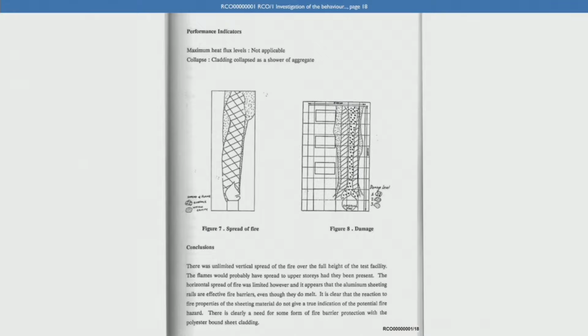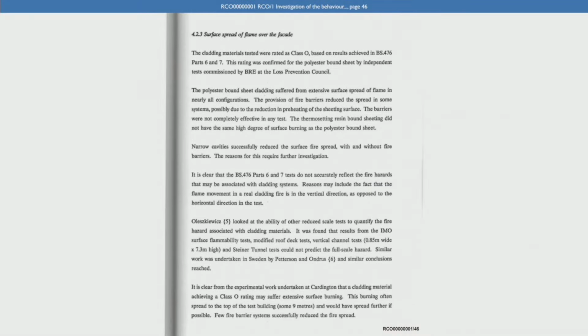At page 46, if we go to that, please, in the fourth paragraph down in the report, it says, "It is clear that BS 476 parts 6 and 7 do not accurately reflect the fire hazards that may be associated with cladding systems. Reasons may include the fact that the flame movement in a real cladding fire is in the vertical direction as opposed to the horizontal direction in the test."